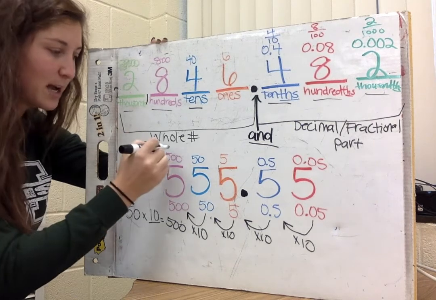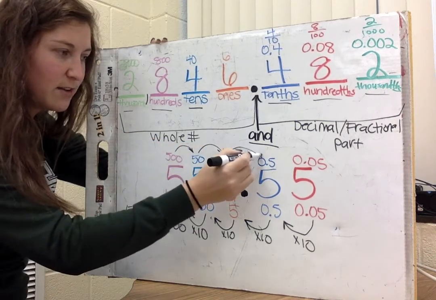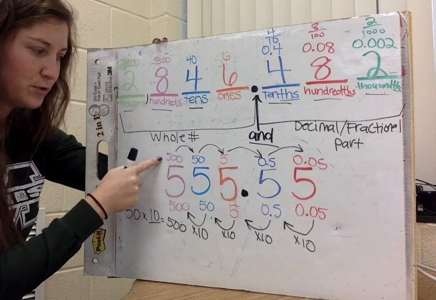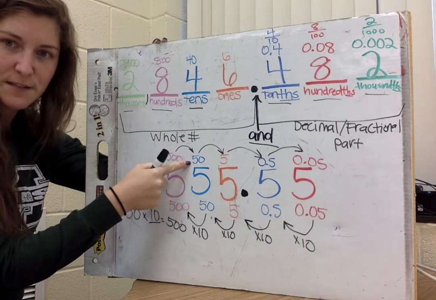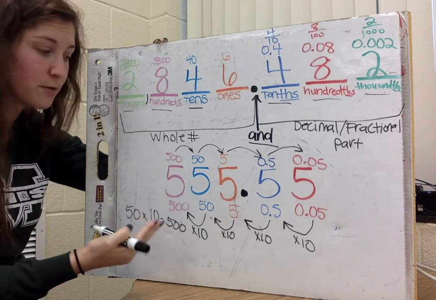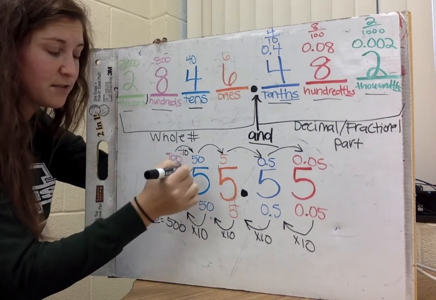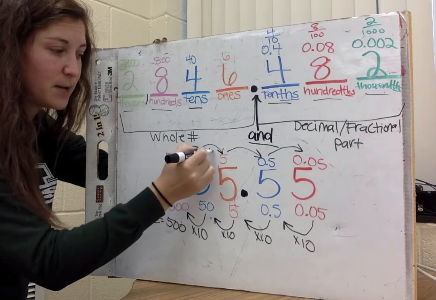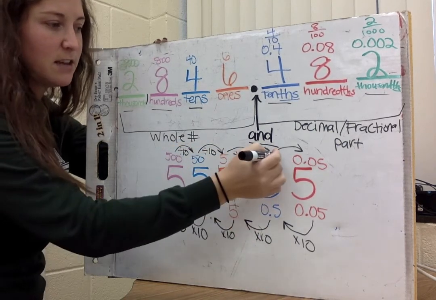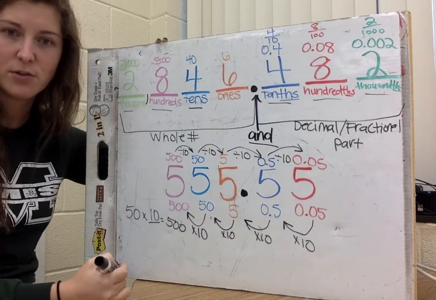Now if I go backwards, I've got to think to myself, well, what can I do to go from 500 to 50? And if you guys know, the opposite operation from multiplication would be division. So all I would have to do is just divide by 10. 50 divided by 10 would give me 5. 5 divided by 10 would give me 5/10. And 5/10 divided by 10 would give me 5/100.